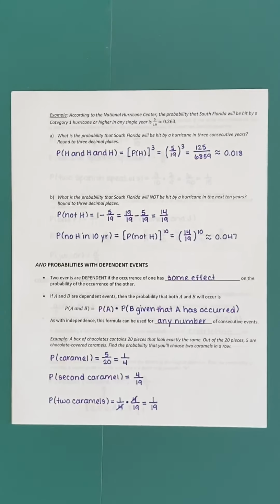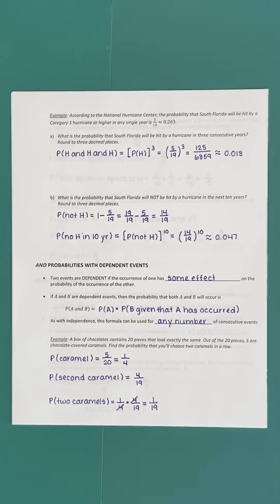Now let's look at another question based on this situation. So what is the probability that South Florida will not be hit by a hurricane in the next 10 years? Okay, so in other words, for 10 years, we want to know how likely it is that we have a sequence of 10 years with no hurricanes. Well, again, we need to think about the events. So each event is no hurricane, and then no hurricane, and then no hurricane, 10 times.